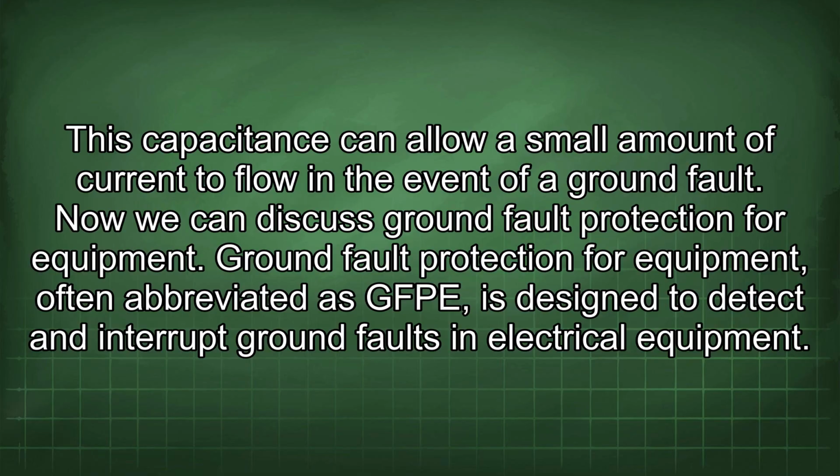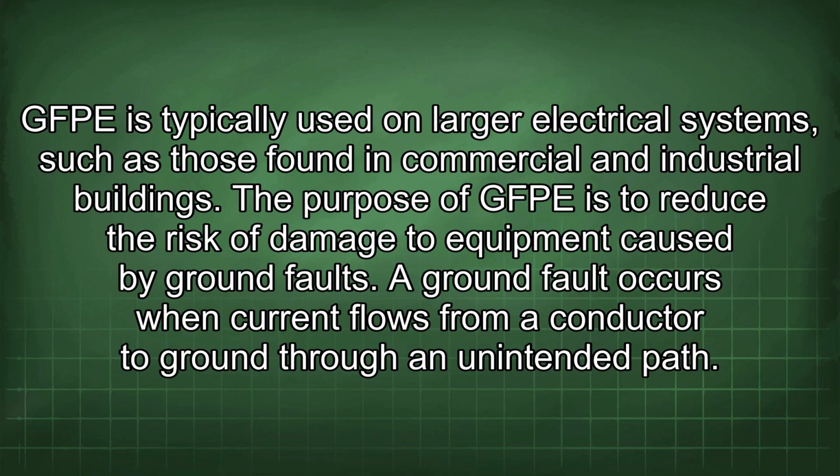Ground fault protection for equipment, often abbreviated as GFPE, is designed to detect and interrupt ground faults in electrical equipment. GFPE is typically used on larger electrical systems, such as those found in commercial and industrial buildings. The purpose of GFPE is to reduce the risk of damage to equipment caused by ground faults.